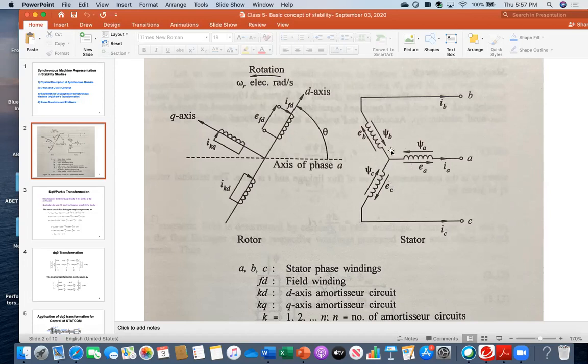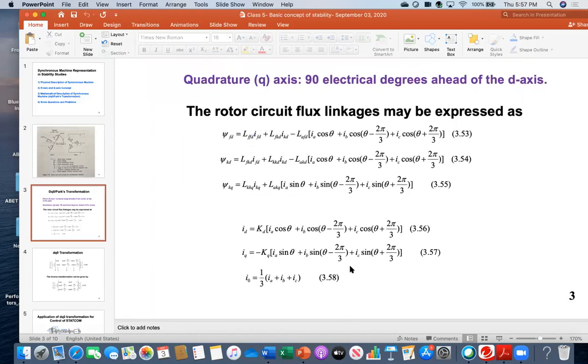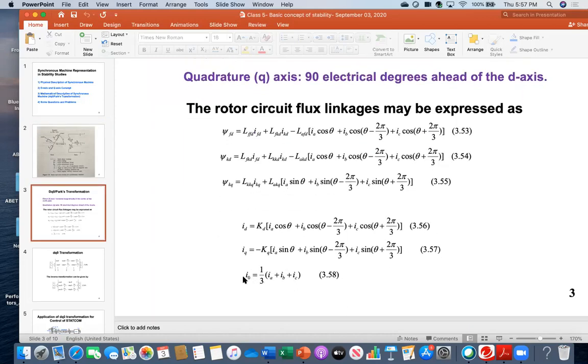So that's why that is just 3 times. That is the meaning of this, 3 I naught, 3 I naught. This means IA plus IB plus IC is 3 times I naught. So from there you can write I naught is 1/3 of this. So why is it done?